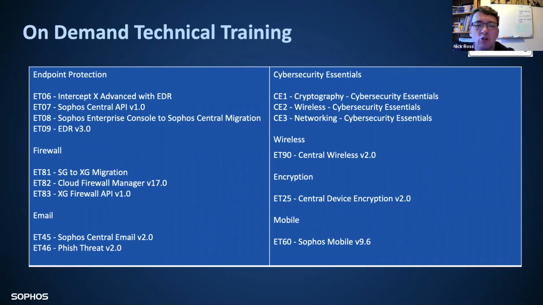So things like encryption, central device encryption. There aren't enough features in that product to justify an entire architect course. It'd be over as quickly as it started. But the point is that there is still some technical detail that you might want to know about how to troubleshoot the product, how to plan for deploying it, etc. So the ET25 is available for device encryption, and all the other courses that are covered on this screen.